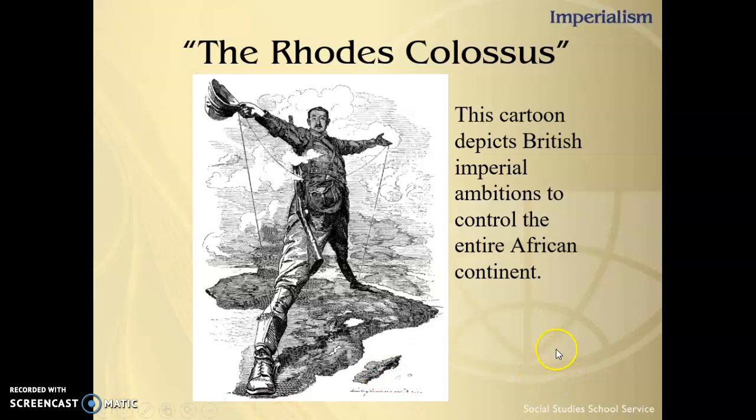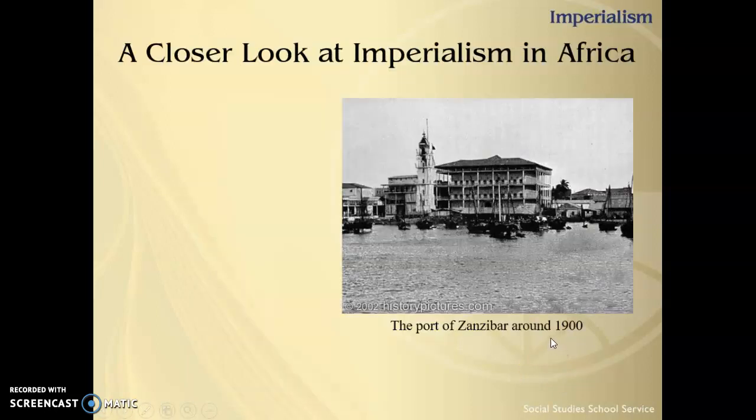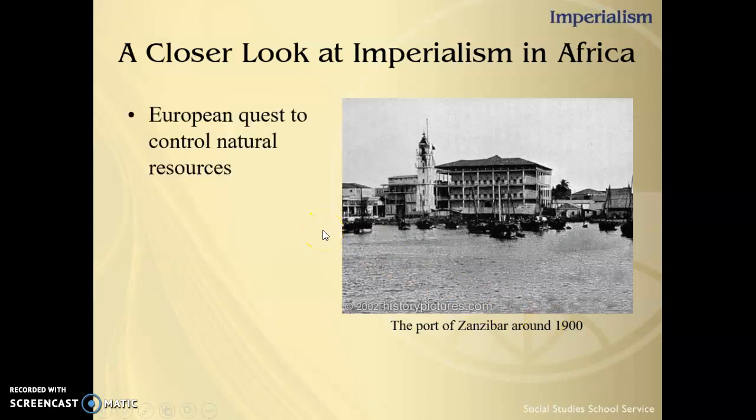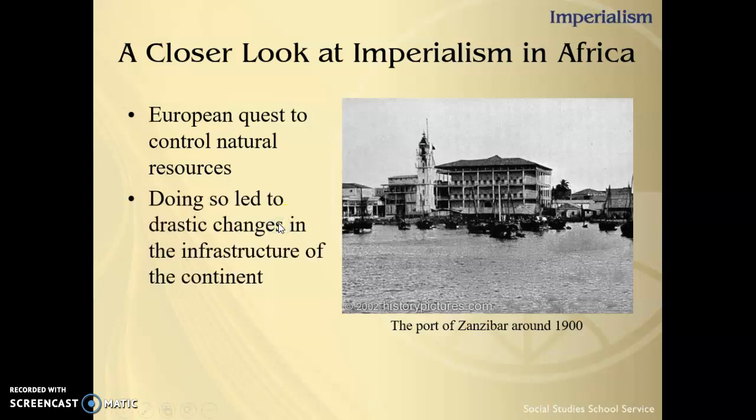And what the Europeans also did in looking at imperialism closer is that they're going to conquer their natural resources such as copper, rubber, and tin. But they're also going to change drastically the infrastructure, the inside part of the continent. For farmers, African farmers in particular, they're going to have to change what they're going to grow in terms of crops. They're going to be forced to grow cash crops. One crop that they'll grow would be peanuts.